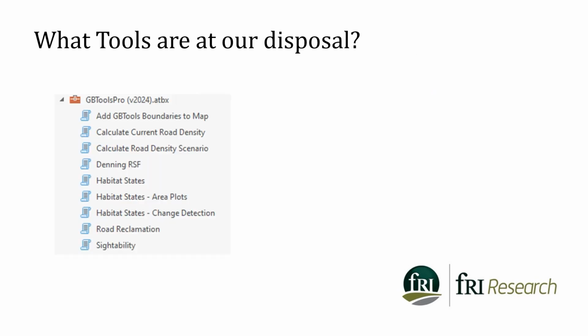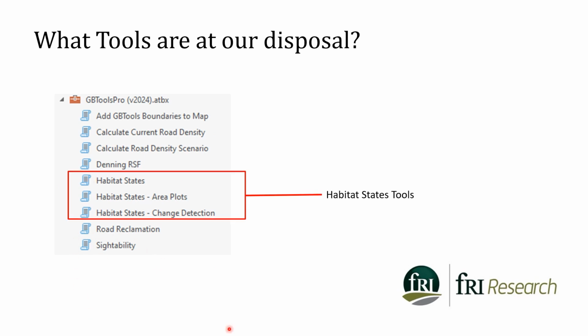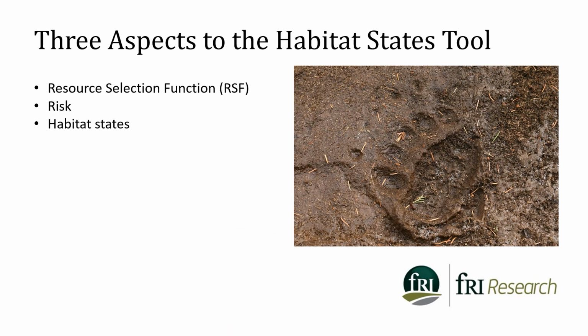So just to go into what tools we have at our disposal, we have our roads tools, we have a Denning RSF tool, we have our Habitat States tool, and we have a Siteability tool. Today, we're going to be going through our Habitat States tools. So there are three main aspects of the Habitat States tools. We have our resource selection functions, our risk layers, and our Habitat States layers.